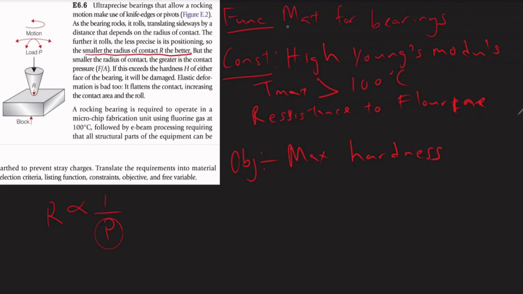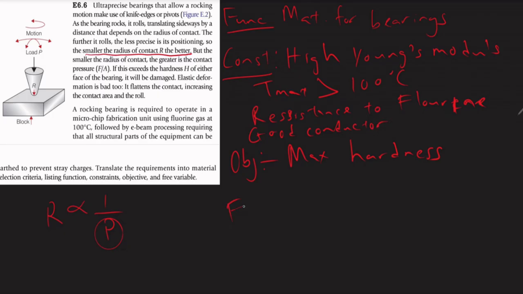So we have our function, we have our constraints, and we have our objective. If you continue reading, it said followed by e-beam processing, requiring a structural part of the equipment. So there will be a beam on this material, and you need a good conductor. So this material has to be a good conductor. That's all our constraints right now.